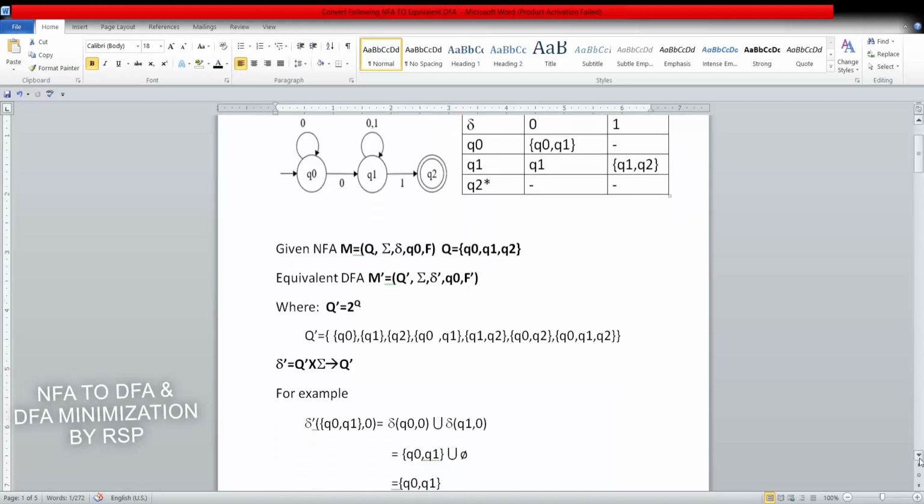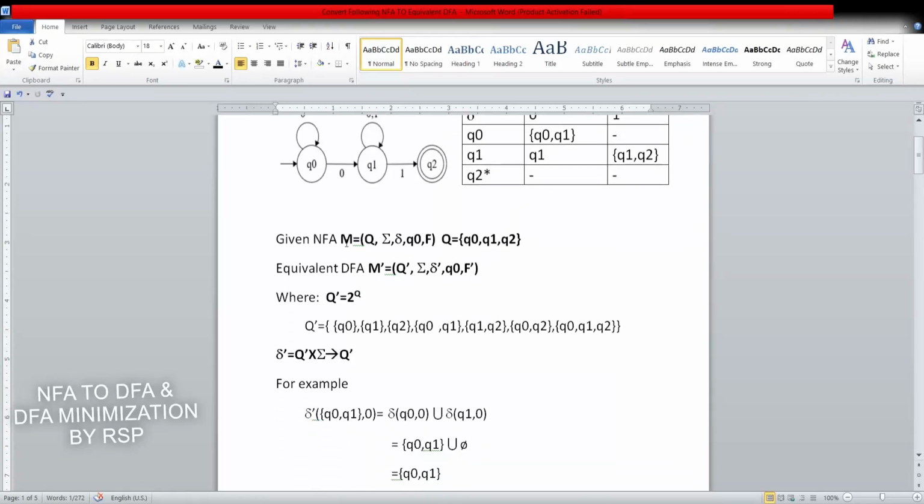So quickly we will see the conversion part. This is the given NFA. Let's say the NFA is defined with the 5 tuples Q, sigma, delta, Q0, F. In the given NFA there are 3 states: Q0, Q1, Q2. We can construct the resultant DFA, which we call M dash, which has 5 tuples: Q dash, sigma, delta dash, Q0 and F dash.